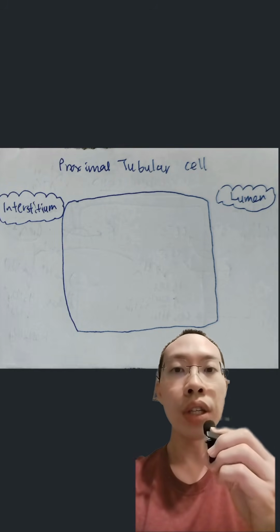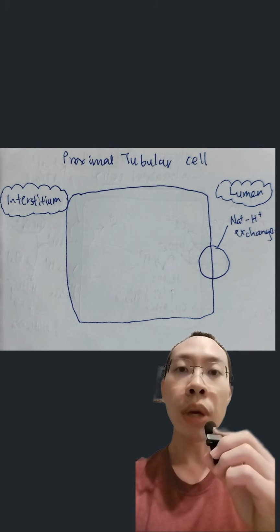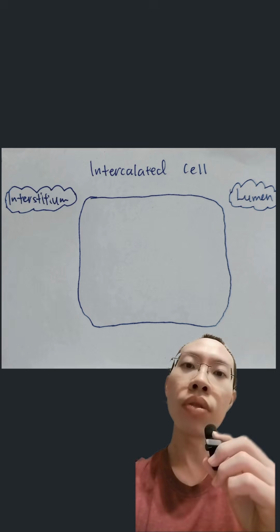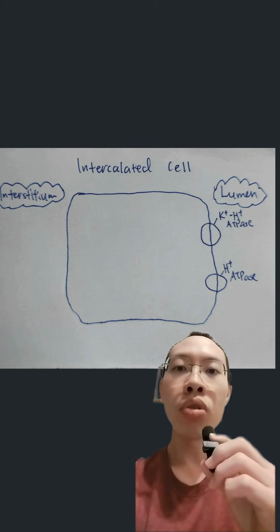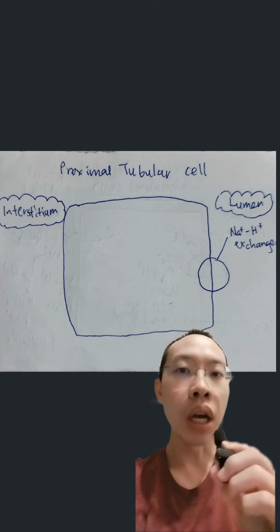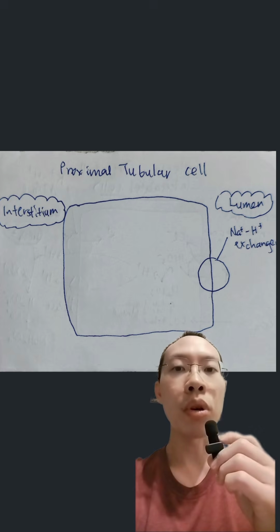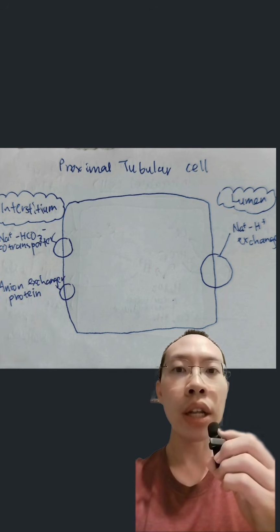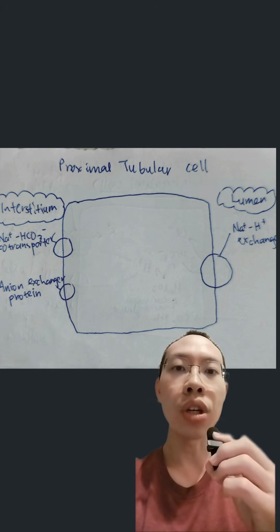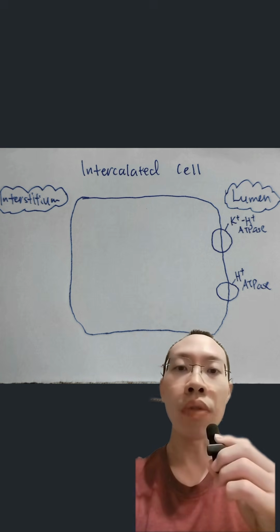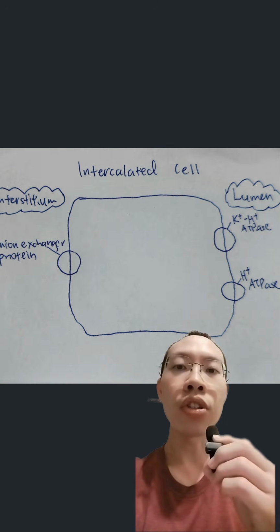On the luminal surface of the proximal tubular cell, sodium-hydrogen exchanger. On the luminal surface of the intercalated cell, potassium-hydrogen ATPase and hydrogen ATPase. On the basolateral surface of the proximal tubular cell, sodium bicarbonate co-transporter and the anion exchanger protein. On the basolateral surface of the intercalated cell, only the anion exchanger protein.